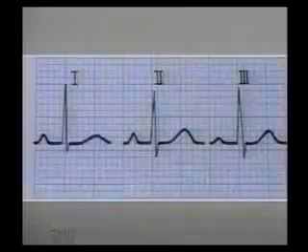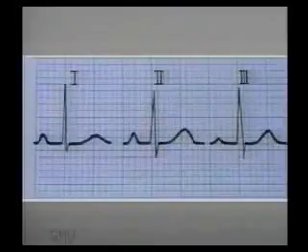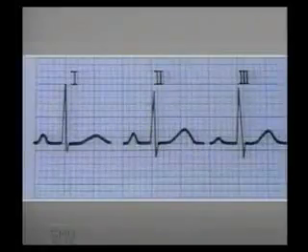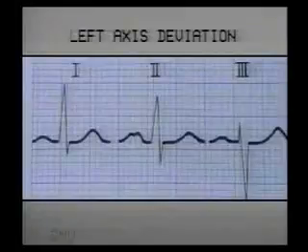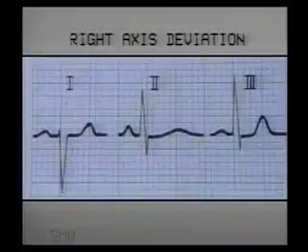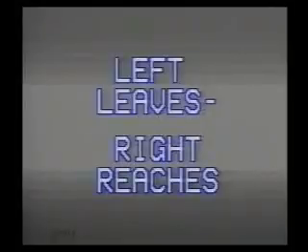Axis deviation. To look for deviation of electrical axis of heart, we must study leads 1 and 3. Normally, QRS complexes are predominantly upwards in both these leads. In left axis deviation, there is a prominent R wave in lead 1 and a prominent negative deflection either Q or S in lead 3. In right axis deviation, there is a prominent negative deflection in lead 1 and a prominent R wave in lead 3. To avoid confusion, remember a simple mnemonic: left leaves and right reaches.